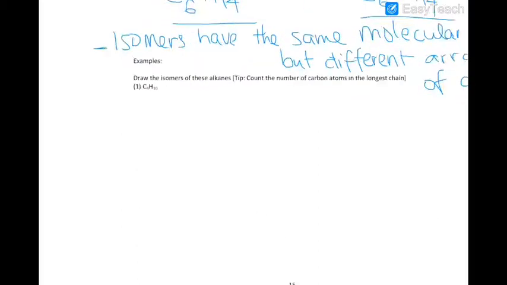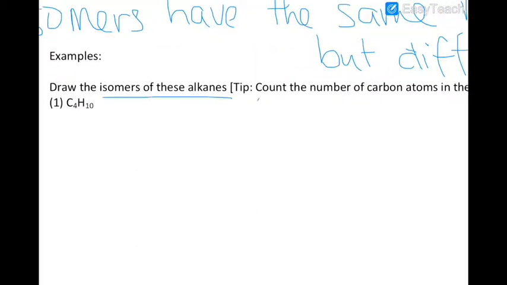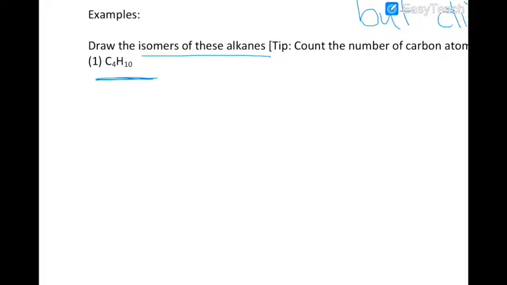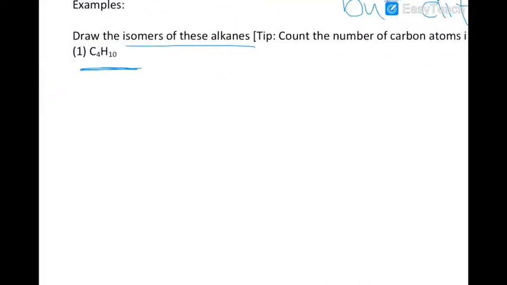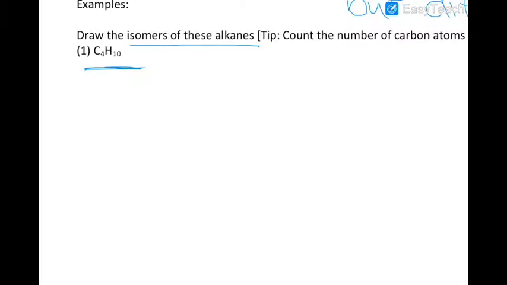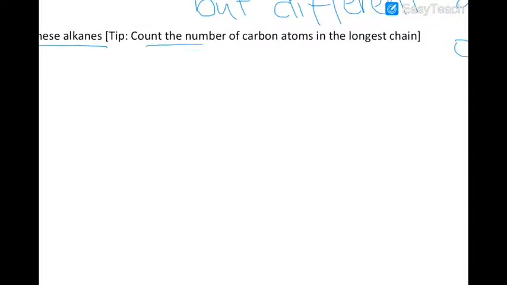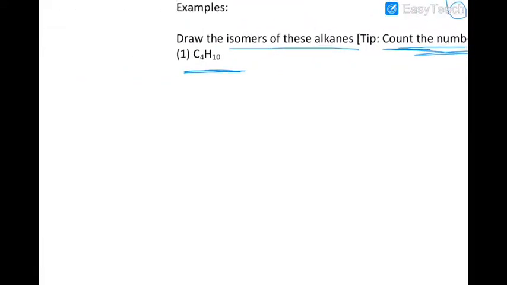So first example, you have to draw the isomers of these alkanes. So C4H10. So let's draw the isomers. So we're going to use the tip, count the number of carbon atoms in the longest chain. So we're going to vary the number of carbons in the longest chain. 4 carbons, so let's start with 4 carbons. 1, 2, 3, 4. We'll fill in the hydrogen later.